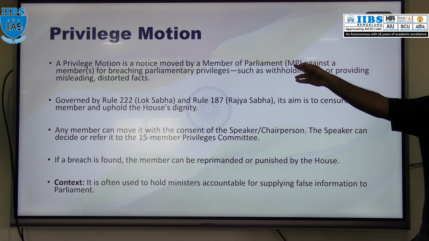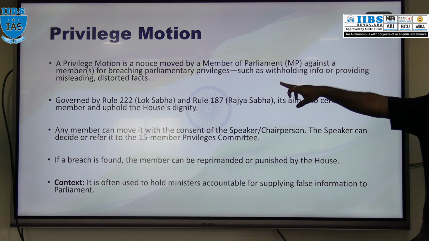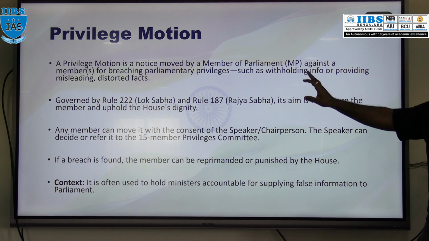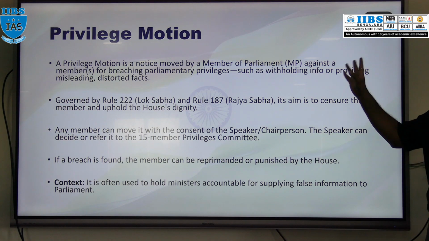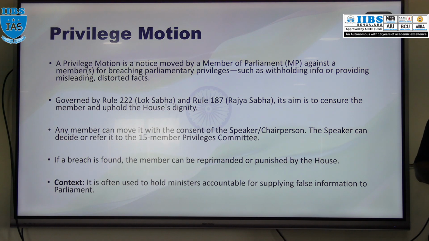That member includes the private member and the council of ministers. Issued for what? Breaching parliamentary privileges, such as not providing the proper information or withholding the information, or providing misleading information or false information or distorted facts. So for that this motion can be introduced.